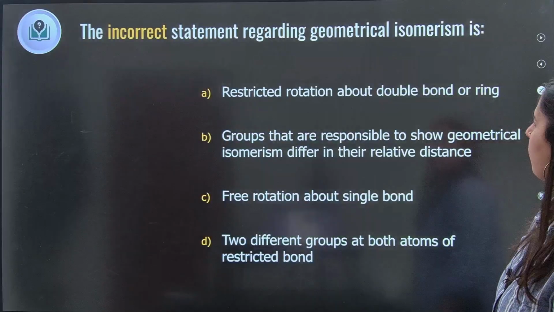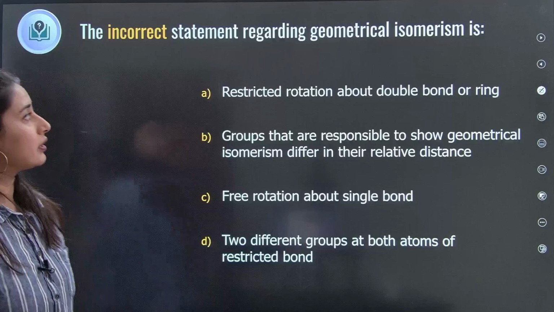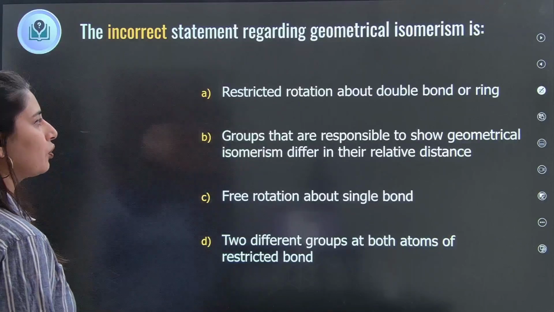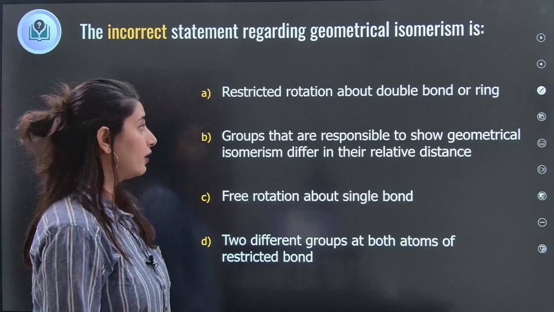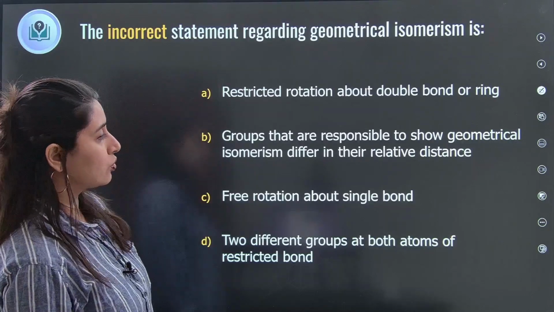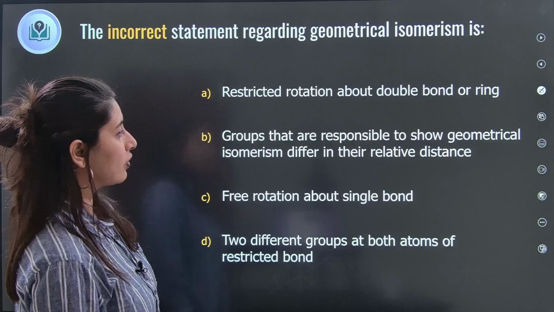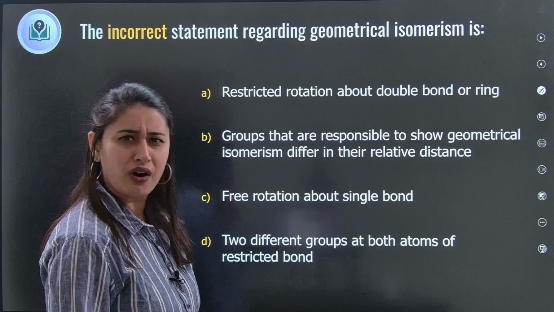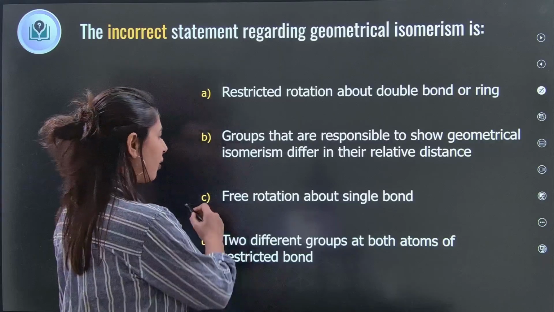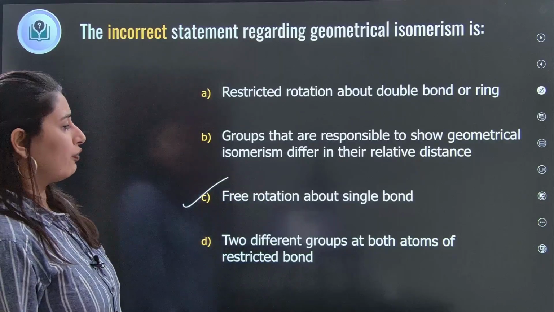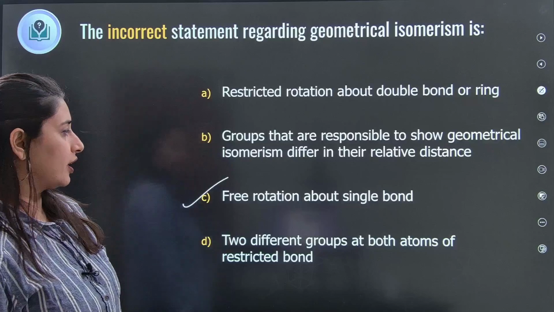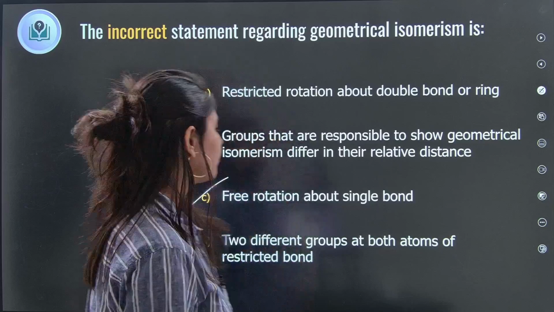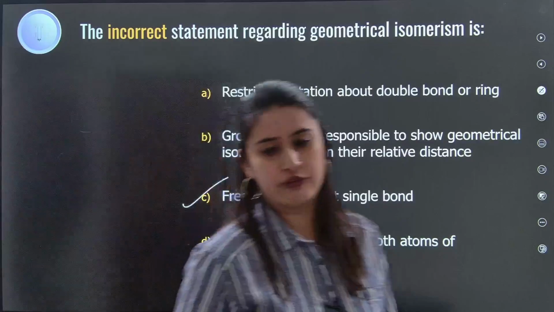Okay. The incorrect statement regarding geometrical isomerism is option A, restricted rotation about double bond or ring. Groups that are responsible to show geometrical isomerism differ in their relative distance. Free rotation about sigma bond or single bond. Free rotation. No, we're not talking about conformational isomers. 2 different groups at both atoms of restricted bond. Of course, that's one of the conditions. C is indeed absolutely wrong. So C becomes the answer for this question.